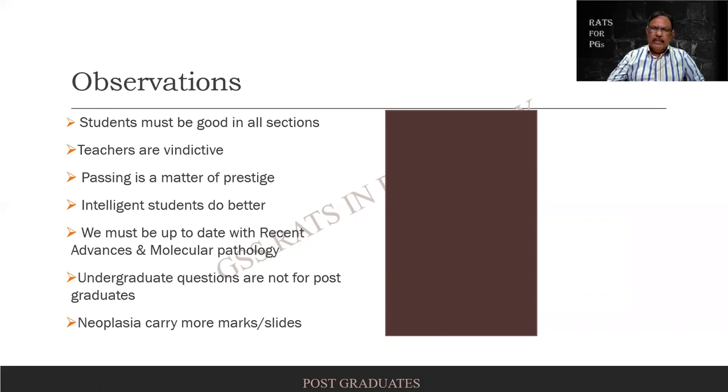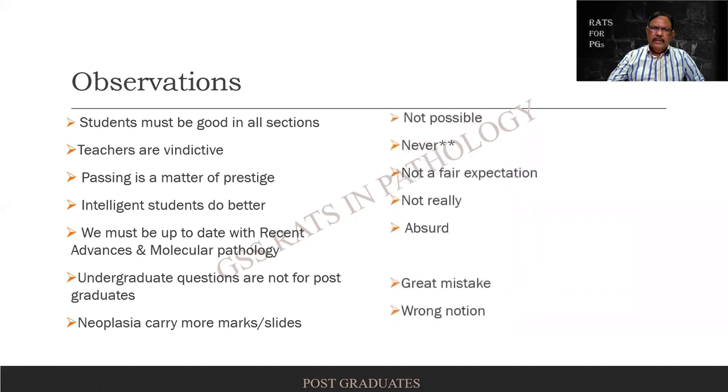The actual reality will be something like this. Students must be good in all the sections. Not possible. Teachers are vindictive. Never. Passing is a matter of prestige. This is not a fair expectation. Then we cannot conduct exams at all. Intelligent students do better. This is not really the case. We must be up to date in recent advances in molecular pathology. Observe. UG questions are not for PGs. It's a great mistake. And neoplasia will be carrying more marks. It is a wrong notion.